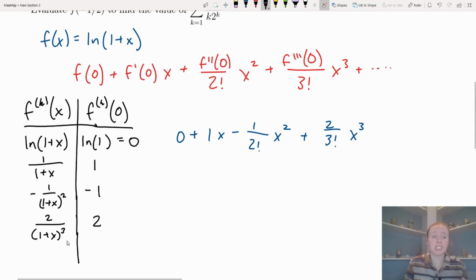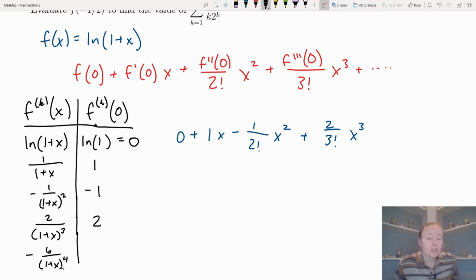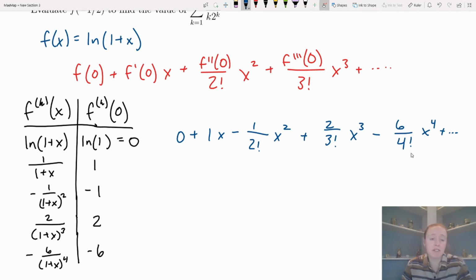That's like 2 times 1 plus x to the negative 3, so that becomes a negative 6 over 1 plus x to the fourth. So plugging in 0, I'm going to get negative 6 over 1, which is a negative 6. So now I know that I'm going to be subtracting, this will be 6 over 4 factorial times x to the fourth. And this pattern continues on. So I can't really pick up 1 over 2 factorial, 2 over 3 factorial, 6 over 4 factorial. I can't necessarily pick that pattern up, so I'm going to try simplifying to see if it becomes more clear.